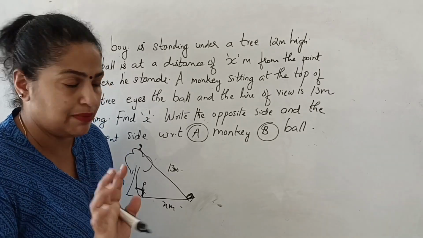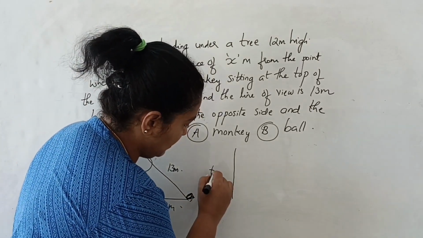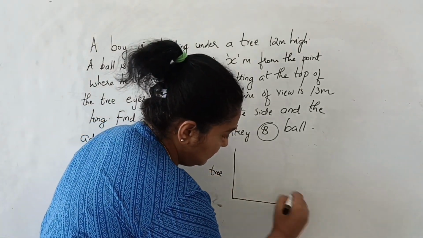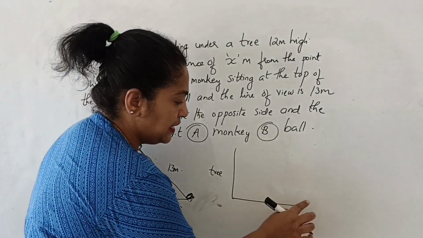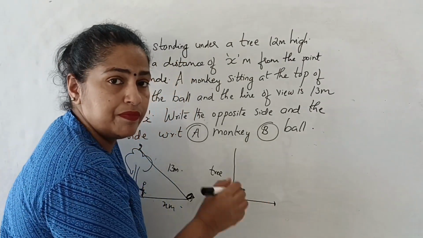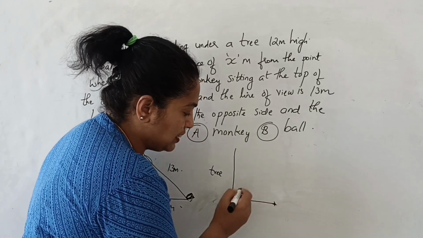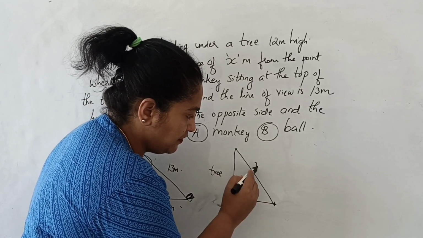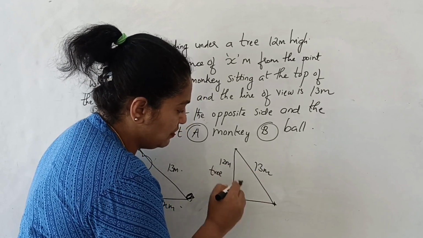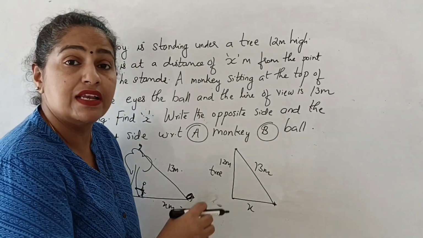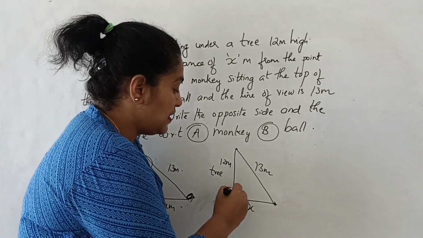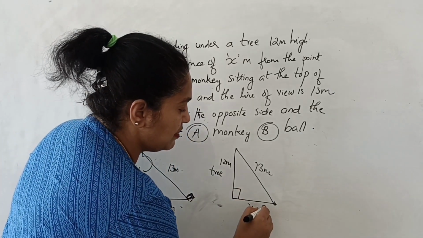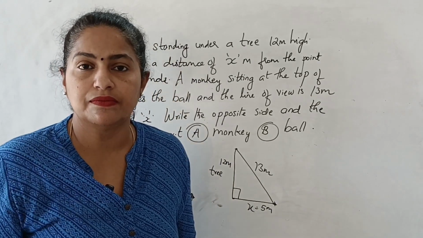Now, let us make it into a mathematical diagram. This is our tree, representing it as a line without all these leaves. This is our ground. Now, let here be the ball. It is assumed to be a point. Point means it's a point on the line. Boy is a point on this line. Monkey is a point at the height. This is 13. This is 12. This is x. Now, can you suddenly find x? This is a right angle triangle. Basic Pythagoras theorem will give us the value of x as 5 meters. 13 square minus 12 square.